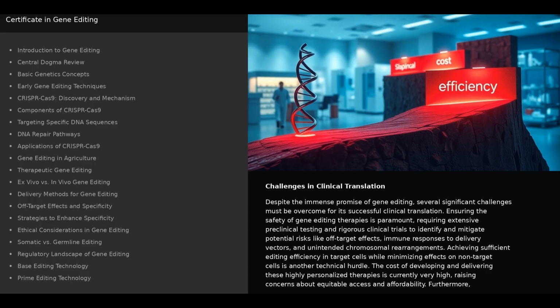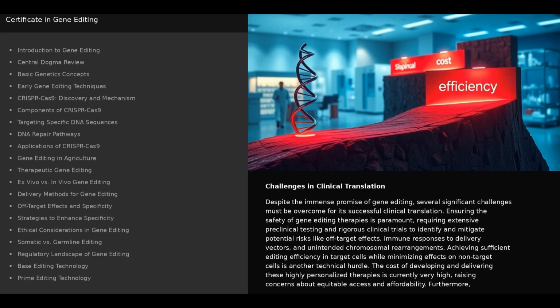Achieving sufficient editing efficiency in target cells while minimizing effects on non-target cells is another technical hurdle. The cost of developing and delivering these highly personalized therapies is currently very high, raising concerns about equitable access and affordability. Furthermore, manufacturing gene editing components at scale while maintaining quality and consistency presents logistical complexities. Long-term follow-up studies are essential to monitor the durability and safety of genetic modifications over a patient's lifetime.